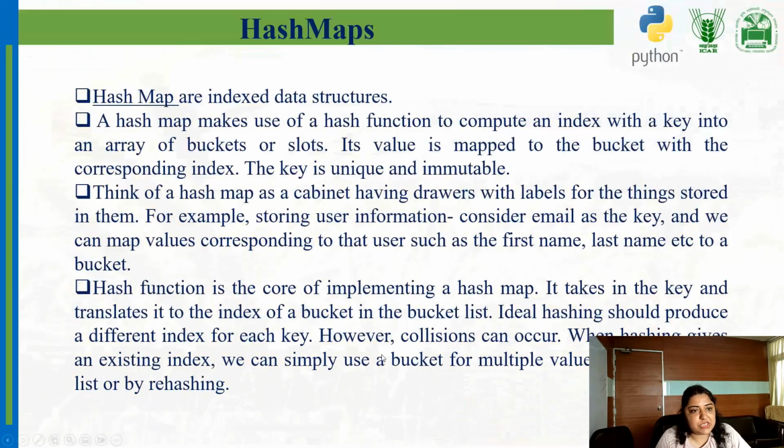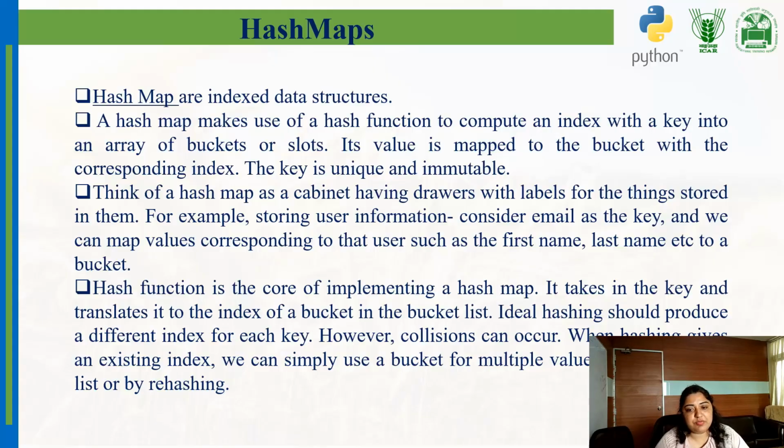Then next is your hash map. Hash maps are index data structures. A hash map makes use of a hash function to compute an index with a key into an array of buckets or slots. Its values are mapped to the bucket with the corresponding index, and the keys are unique and immutable. For example, think of a hash map as a cabinet having drawers with the labels of the things stored in them. For storing user information, consider email as a key, and we can map values corresponding to that user, such as first name and last name, to the bucket.